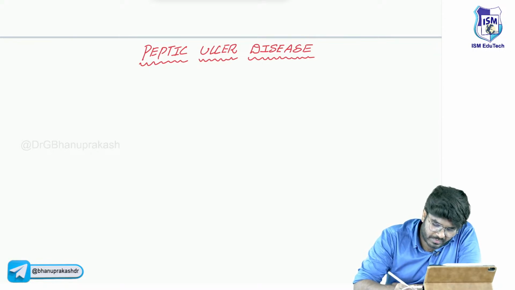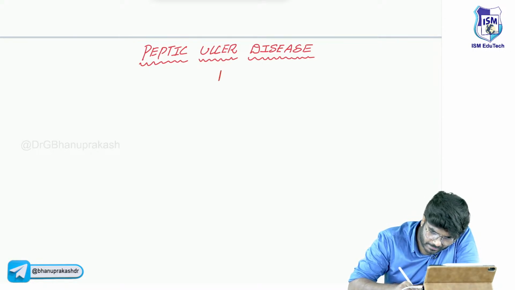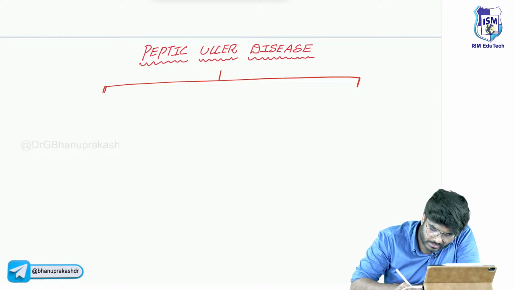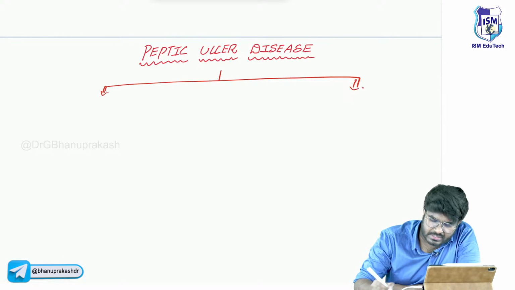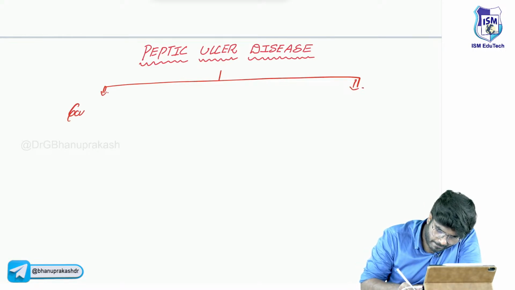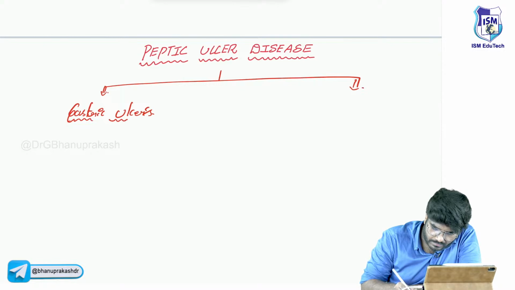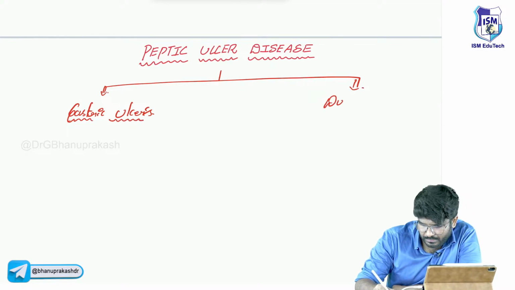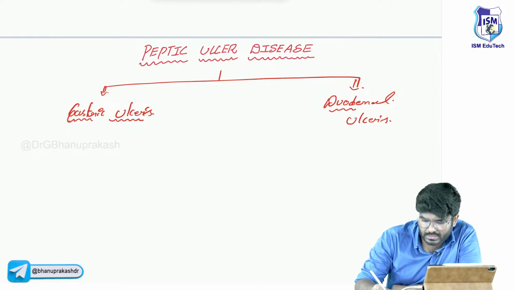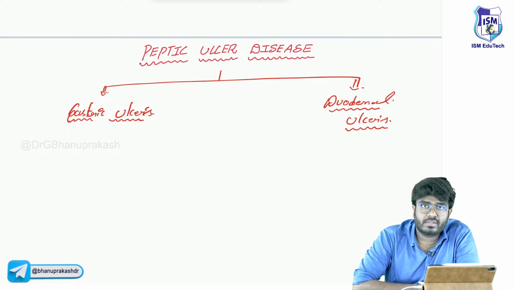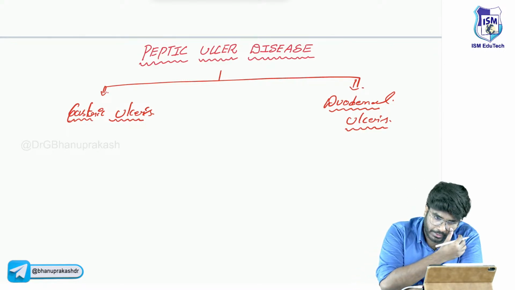This peptic ulcer disease can be of two types. What are the two types of ulcers? You can have ulcers in the stomach, so gastric ulcers, and duodenal ulcers. If the ulcers are coming in the stomach, they are called gastric ulcers. If the ulcers are coming in the duodenum, they are called duodenal ulcers.